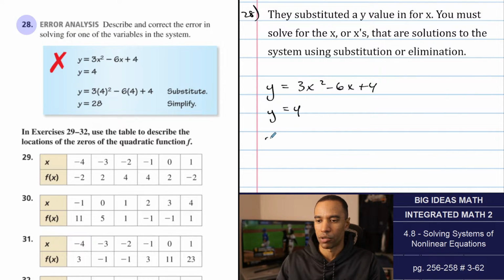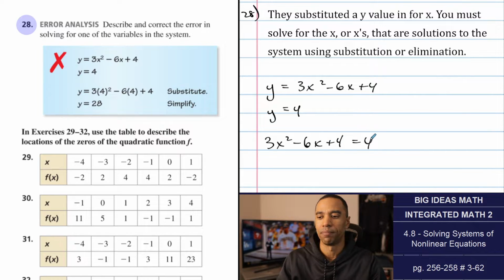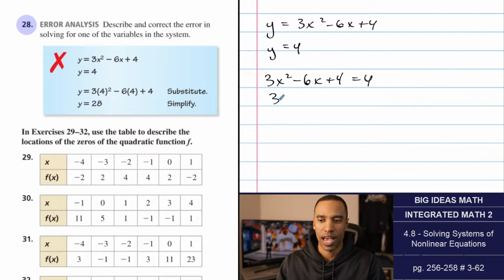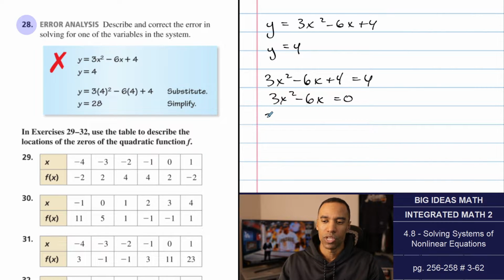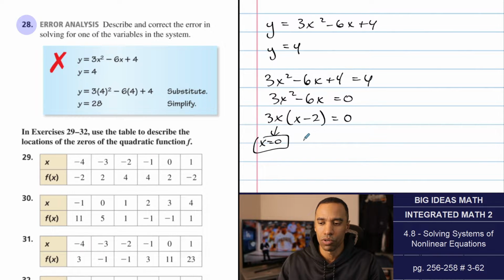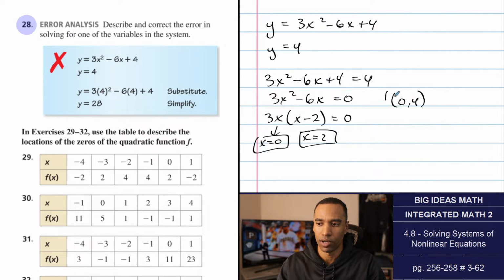As far as substitution goes, we're going to say 3x squared minus 6x plus 4 equals 4. Subtract 4 from both sides, you get 3x squared minus 6x equals 0. All right, the GCF of 3x takes hold, and you get x minus 2 inside. Either x equals 0 or x equals 2. This is where you would substitute 0 or 2 into these equations, but I don't need to. I know the y value is going to be 4 as a result of this. So my two answers are (0, 4) and (2, 4).